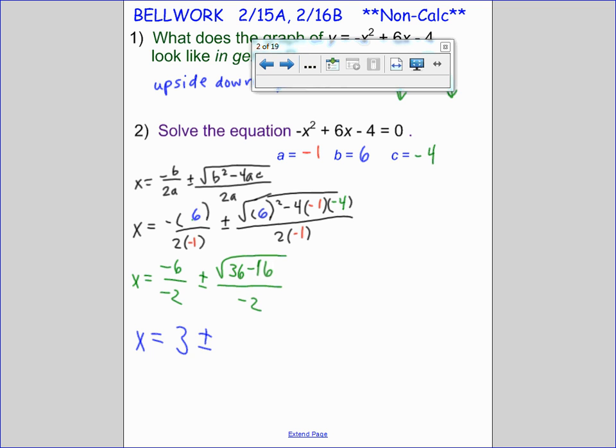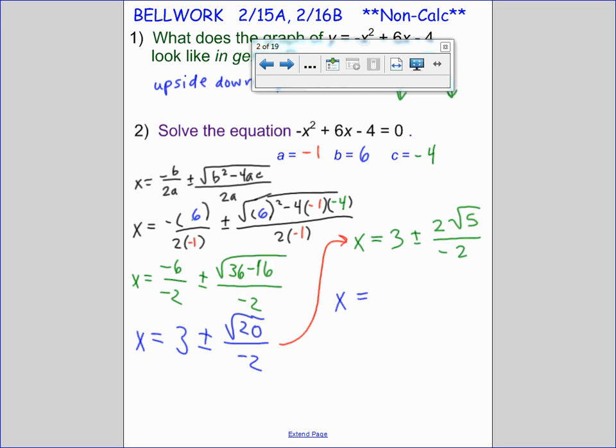So it looks like 36 minus 16 is 20, so I'm getting root 20 all over -2. And I know that root 20 will simplify to root of 5 times 4 inside. So 5 times 4 inside is going to become 2 outside, and then root 5 still, and then -2.